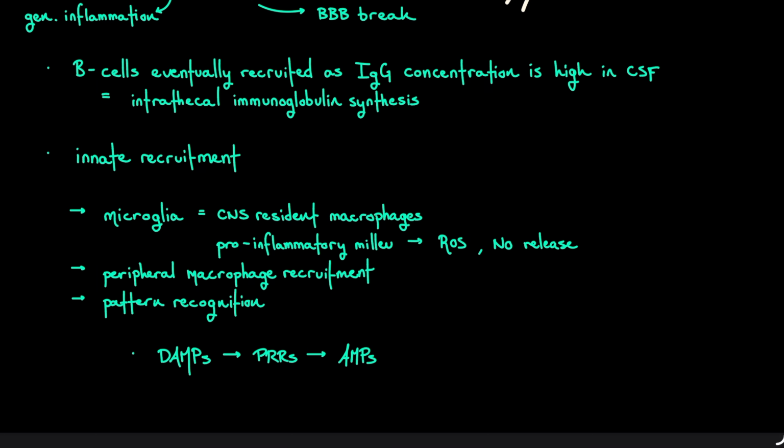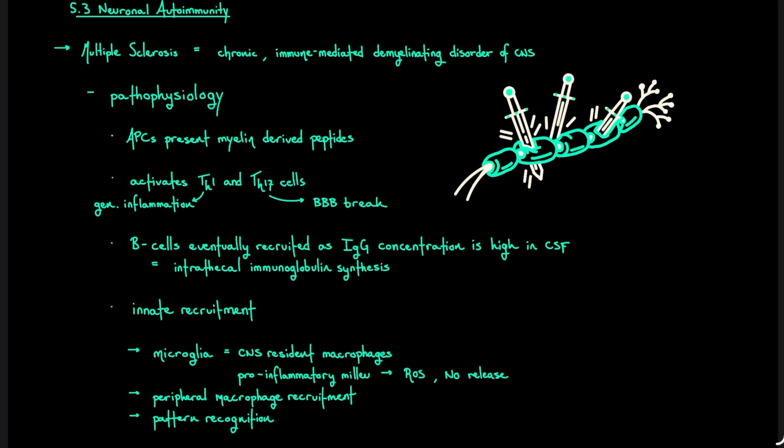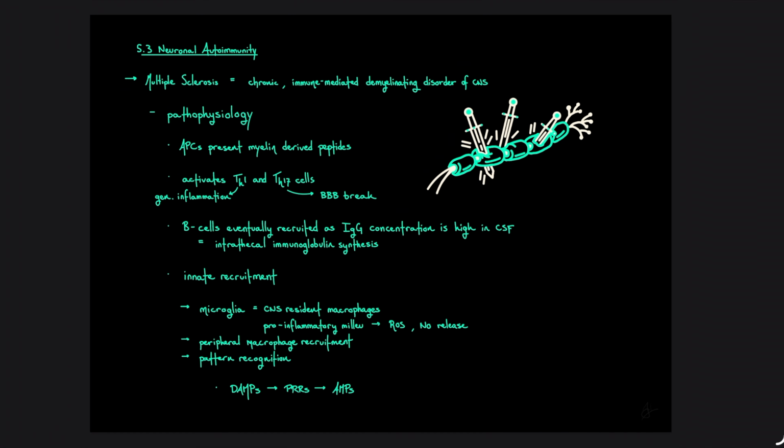Okay, that's the breakdown there. Our cells start presenting myelin-derived peptides. That brings in the adaptive response. Your T cells start saying, hey, those are bad guys. Then your B cells come in and start secreting autoantibodies, furthering this negative process.